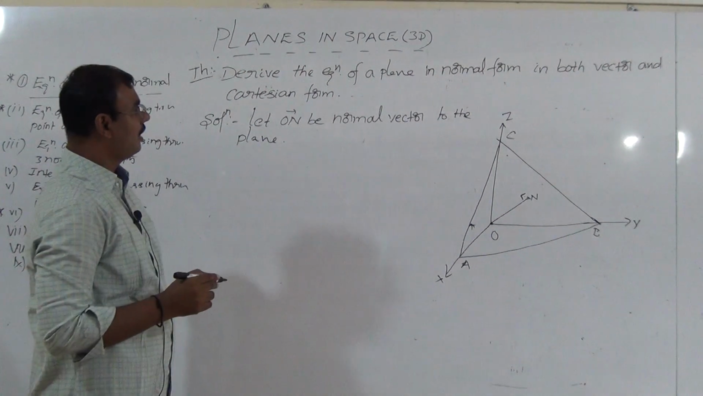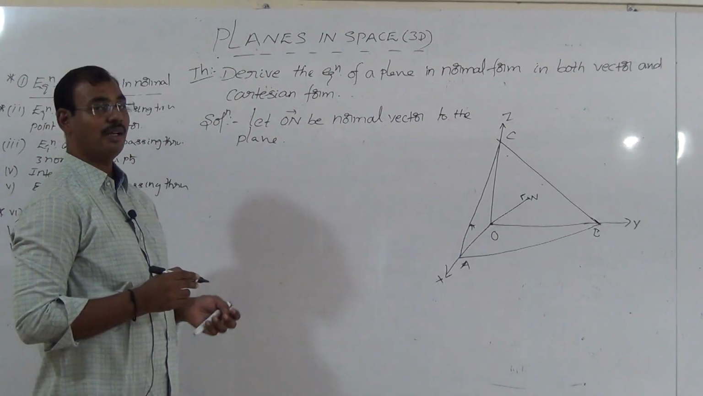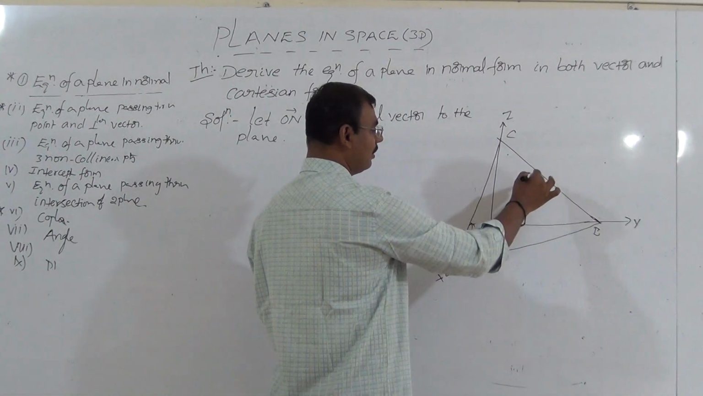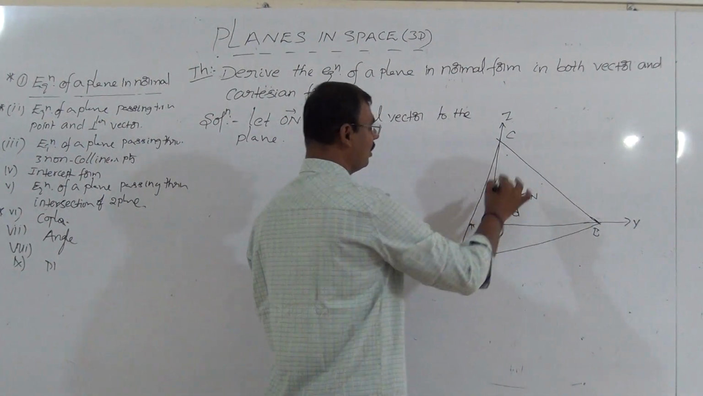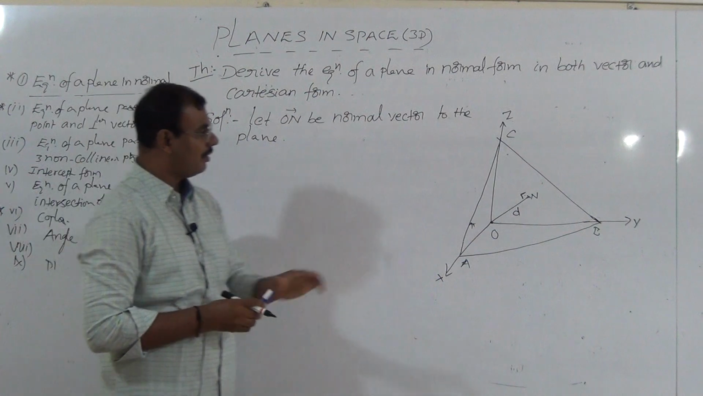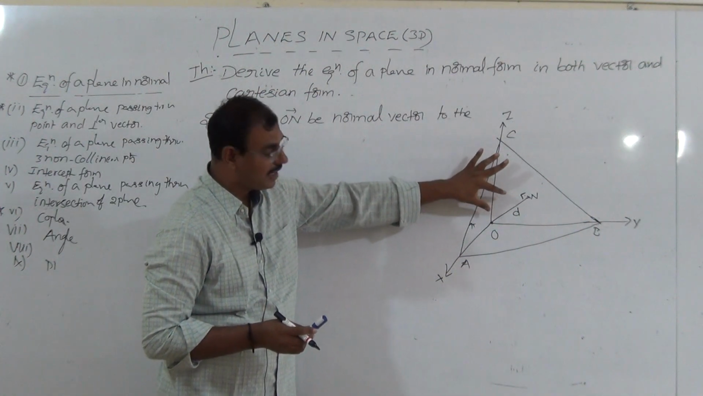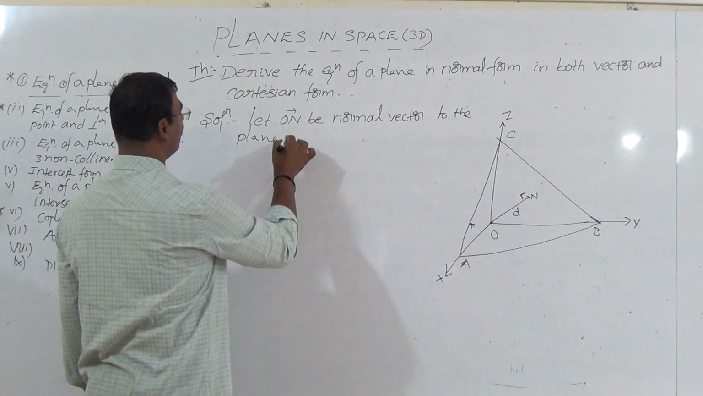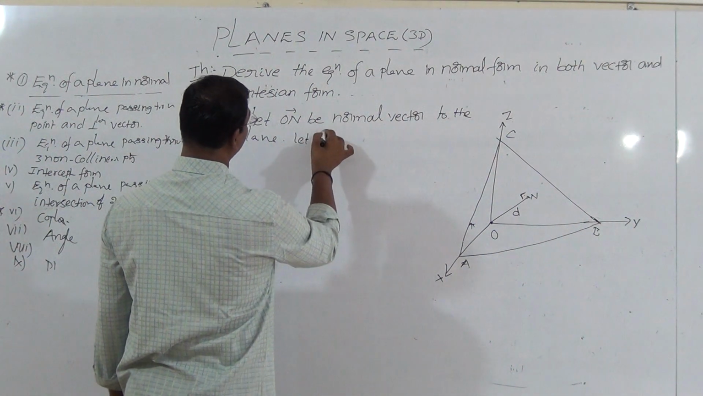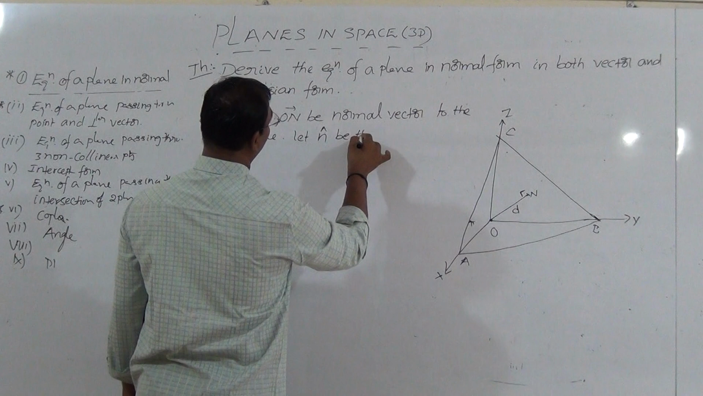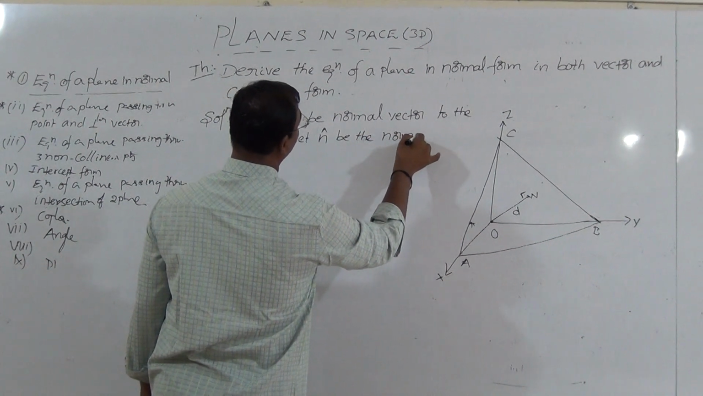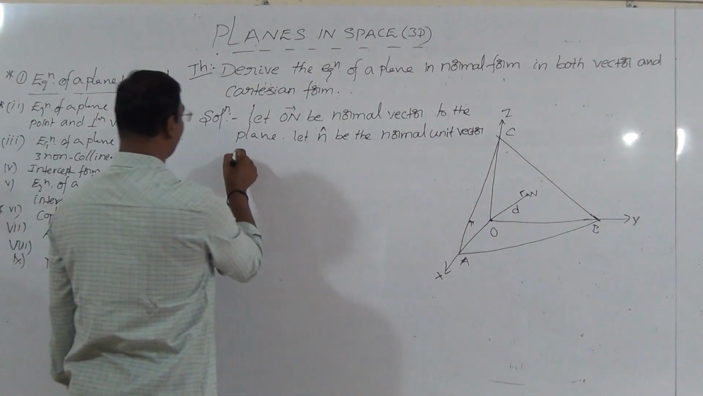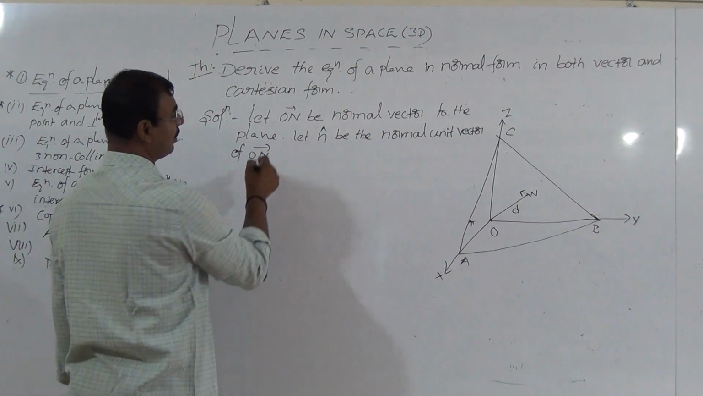Next, he has also given the distance of the plane from the origin. So this distance is given. The perpendicular distance is given as d. One more thing, it is a vector, so it has a direction. Direction means it is a unit vector. So let n cap be the normal unit vector of ON bar, the ON vector.